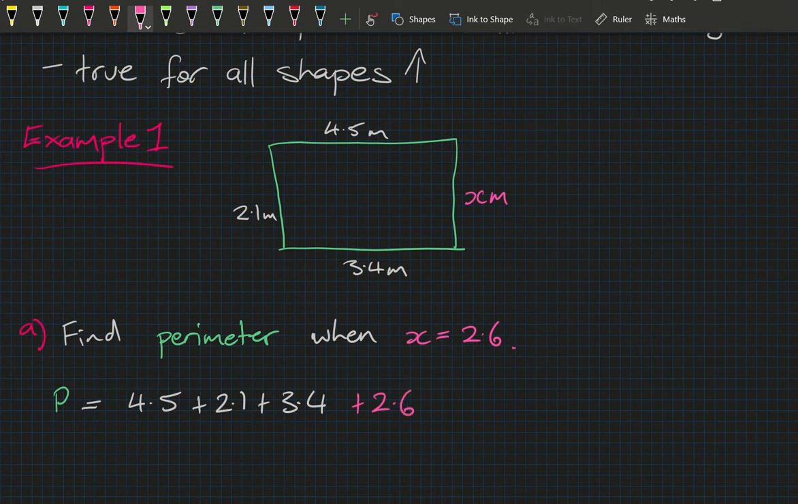And adding up 4.5, 2.1, 3.4 and 2.6 is 12.6. So that means that the perimeter equals 12.6. And let's not forget that it's metres. All right, so that's so straightforward.